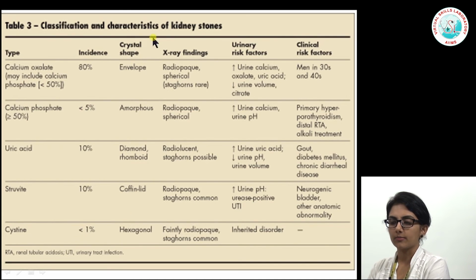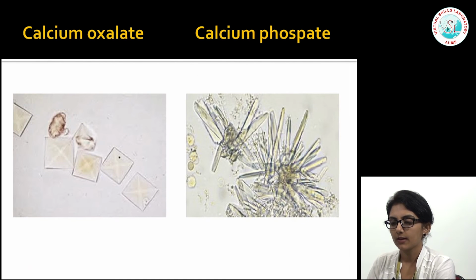The important things to remember clinically is that oxalate, phosphate, struvite and cystine stones tend to be radiopaque. However, urate stones are radiolucent and therefore can be missed on X-ray. And in terms of the urinary pH, calcium phosphate tends to occur in alkaline pH. Calcium phosphate and triple phosphate crystals tend to develop in alkaline pH, whereas calcium oxalate, urate, and cystine tends to develop in acidic pH.